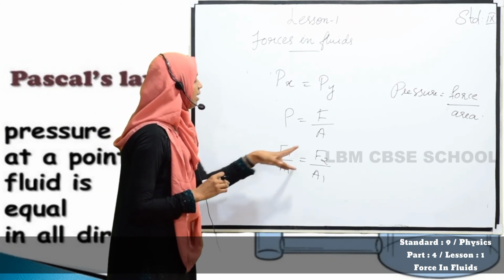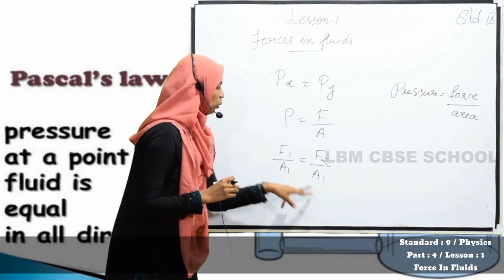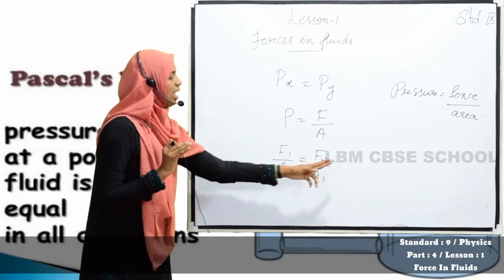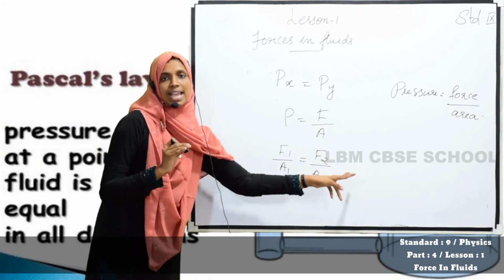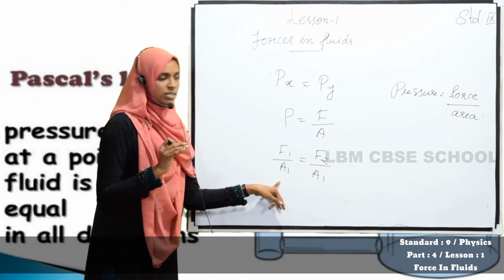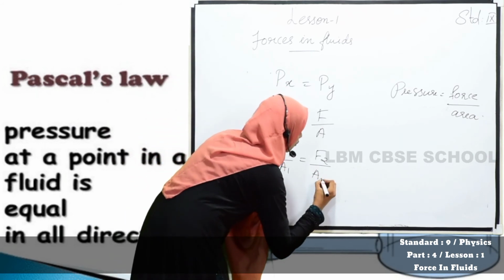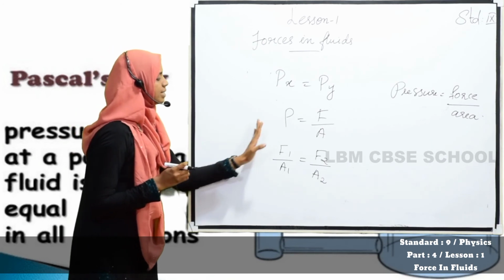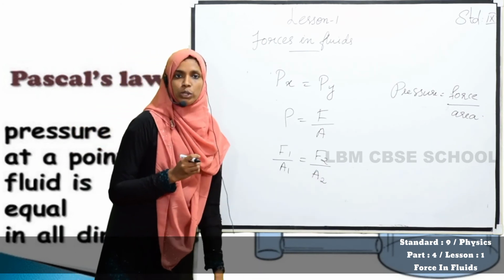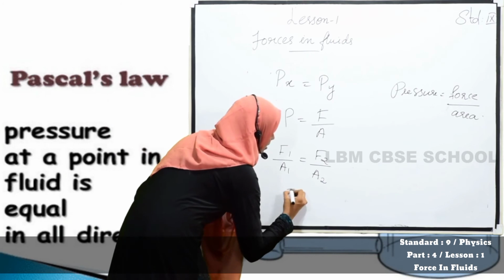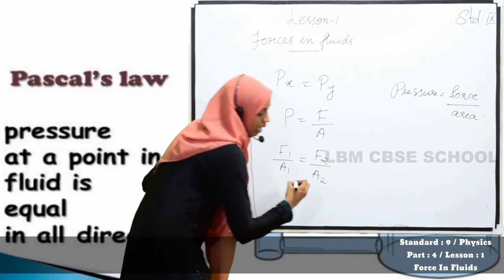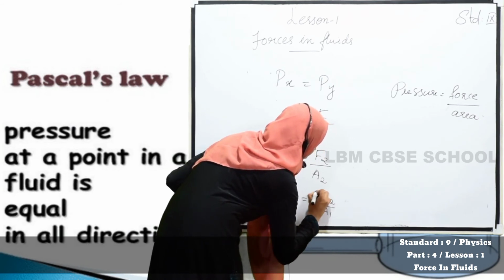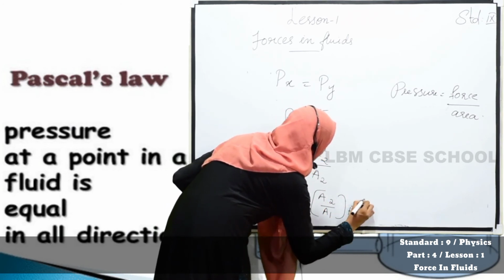Then we can write F1 by A1 is equal to F2 by A2. F1 is the force applied in the first piston X and F2 is the force applied in the second piston, and A1 is the area of cross section and A2 is the area of cross section of the second piston. Okay, according to Pascal's law, F1 by A1 is equal to F2 by A2. From this we can write F2 is equal to A2 by A1 into F1. Okay, this is the equation for Pascal's law.